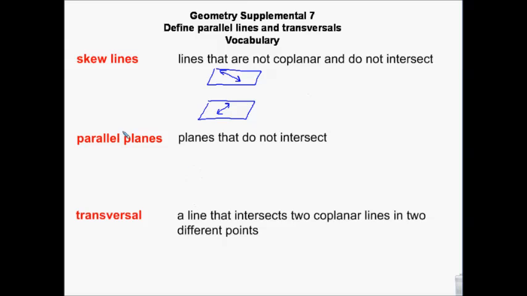Okay, and then parallel planes are planes that do not intersect. So they're like two pieces of paper floating out in space, like railroad tracks, but paper. They don't ever touch each other.